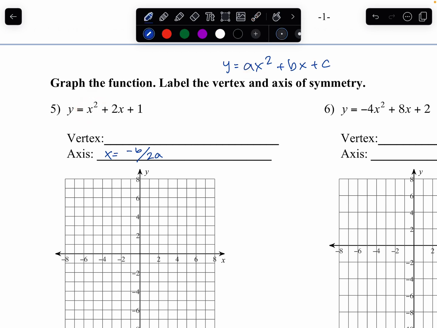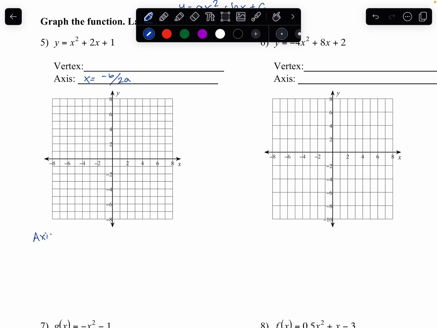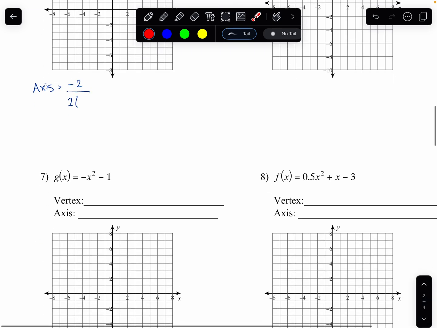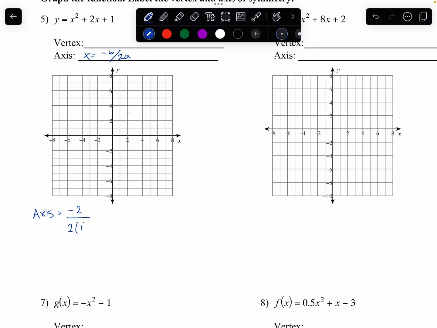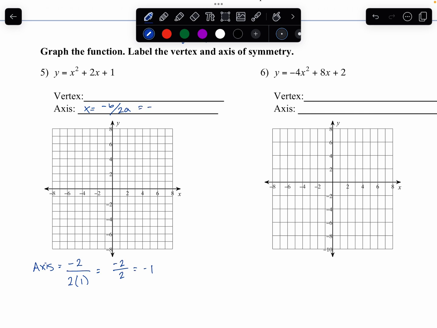So in this case, our axis is going to be equal to negative 2. So I'm looking up here and I'm looking for the value b. So negative b divided by 2 times the value of a. A is going to be the coefficient of the leading term. And if it's just x squared, there's no other number here, like in this one where it's negative 4, or this one where it's 0.5, then the value of a is just 1, so times 1. So this will just be negative 2 divided by 2, which will come out to be negative 1. So my axis of symmetry is at x equals negative 1.